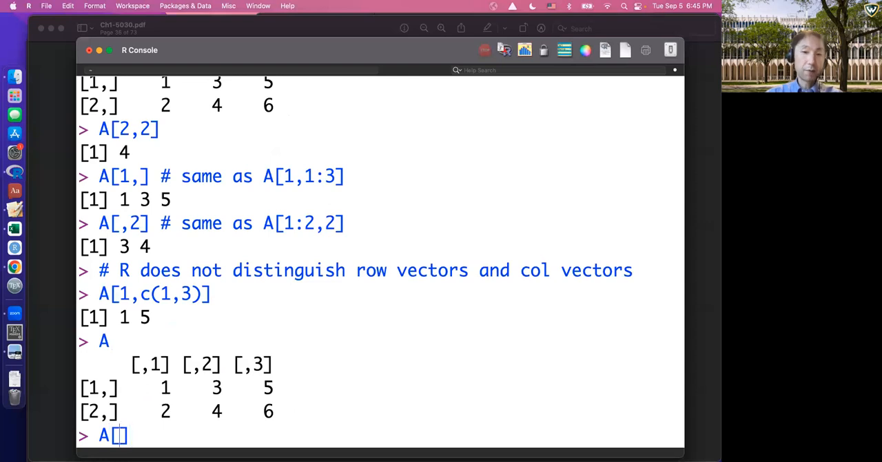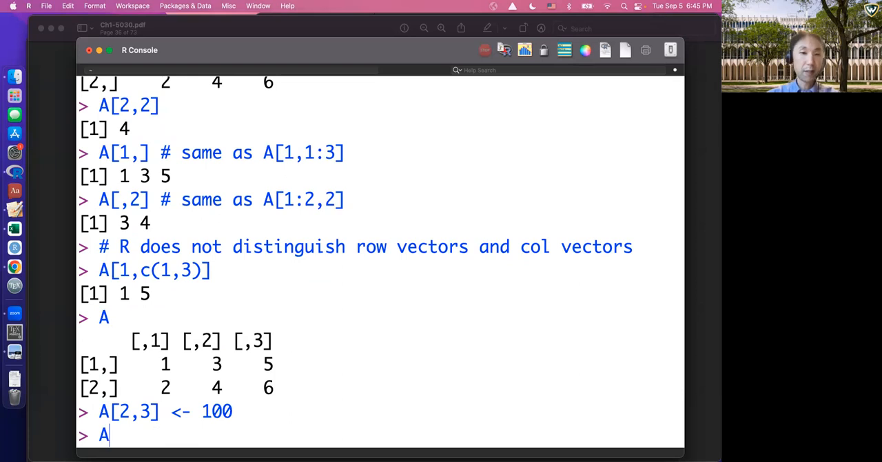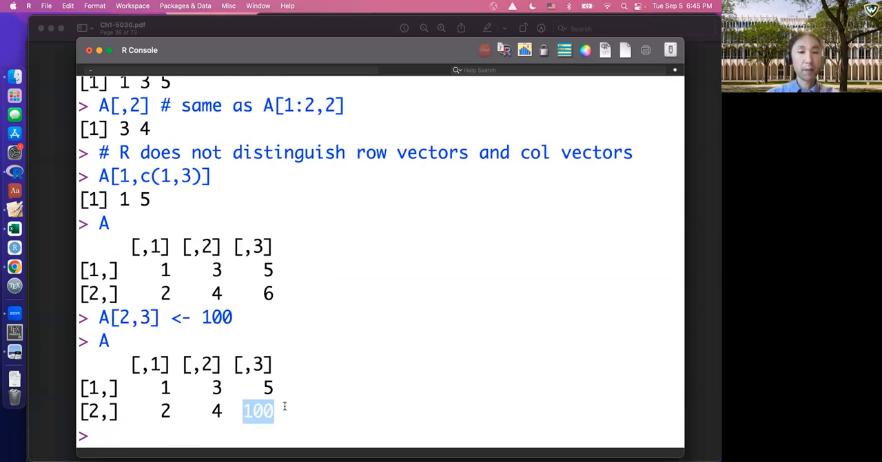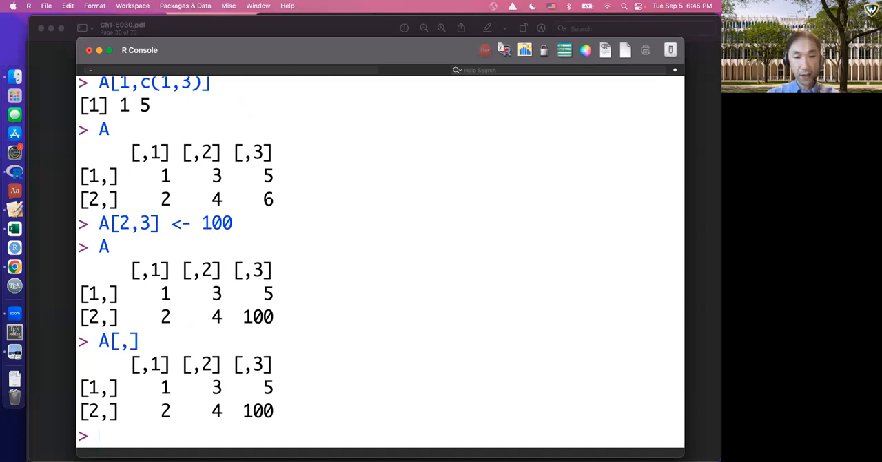And once again, if you want to modify the matrix, you can specify it in this way, then this 100 has been changed. The second row, the third column has been changed to 100. Any questions so far? Yeah, so if we don't specify anything, that means that we select all columns or all rows. So this is the same as A.